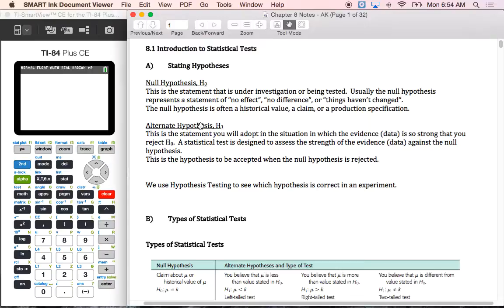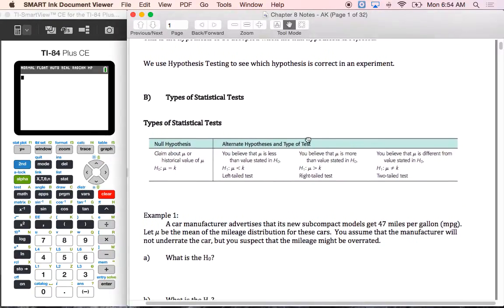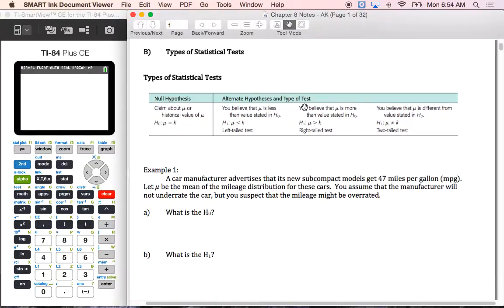A statistical test is designed to assess the strength of the evidence against the null hypothesis. This is the hypothesis to be accepted when the null hypothesis is rejected. So we use hypothesis testing to see which hypothesis is correct in an experiment. So we have different tests depending on what we are told in the problem. Your null hypothesis is always going to be mu is equal to whatever the value is for that historical mean.